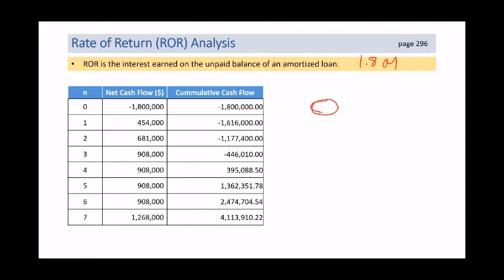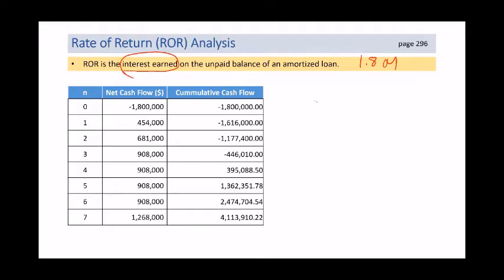So for example, this is the loan, 1.8 million. So every year you are paying for the interest of the unpaid balance of that loan. Okay, while you are paying, you are also earning interest from your investment. So you pay for the interest of your loan, but you also receive the interest earned by your investment. Now, how fast the interest you earn is paying the unpaid balance. Okay, that's why it is called rate of return. Okay, so that is the ROR.